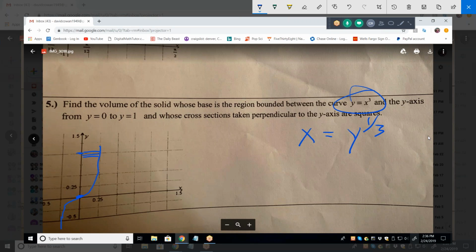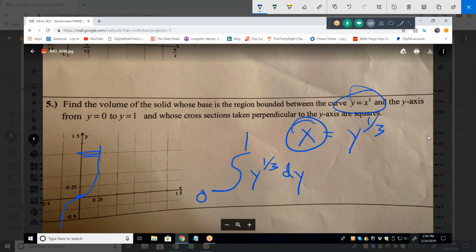Because each one of these squares has a dimension of x. So this time I'm going to sum the x. Well, what is x equal to? y to the 1/3. And my skinny section of each square is along the y-axis, so I'm going to do it over dy, and I'm going to go from 0 to 1. Now, we can finish that out, but I suspect you don't need to. No, I can do that one.